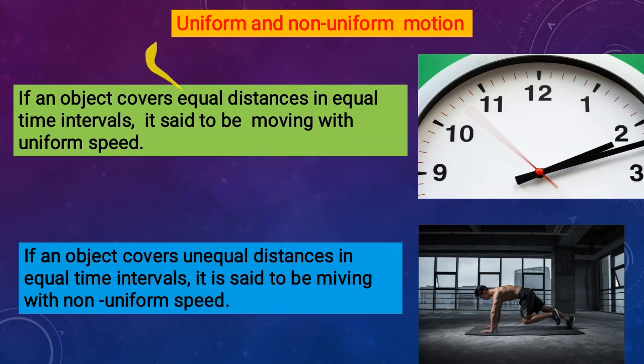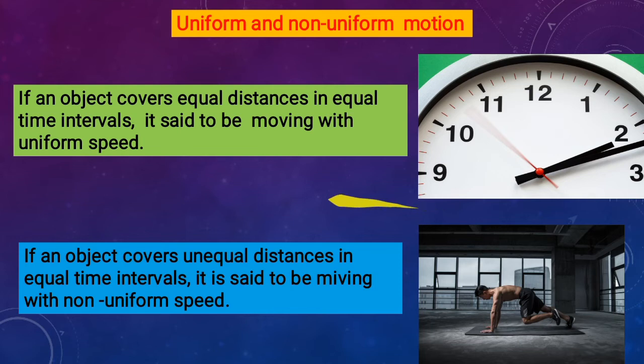Don't worry students, I will be giving you examples for uniform and non-uniform motion for you to understand this in depth. Okay, now if an object covers equal distances in equal time intervals, it is said to be moving with uniform speed. Now understand this. We will take the example of the hands of a clock.